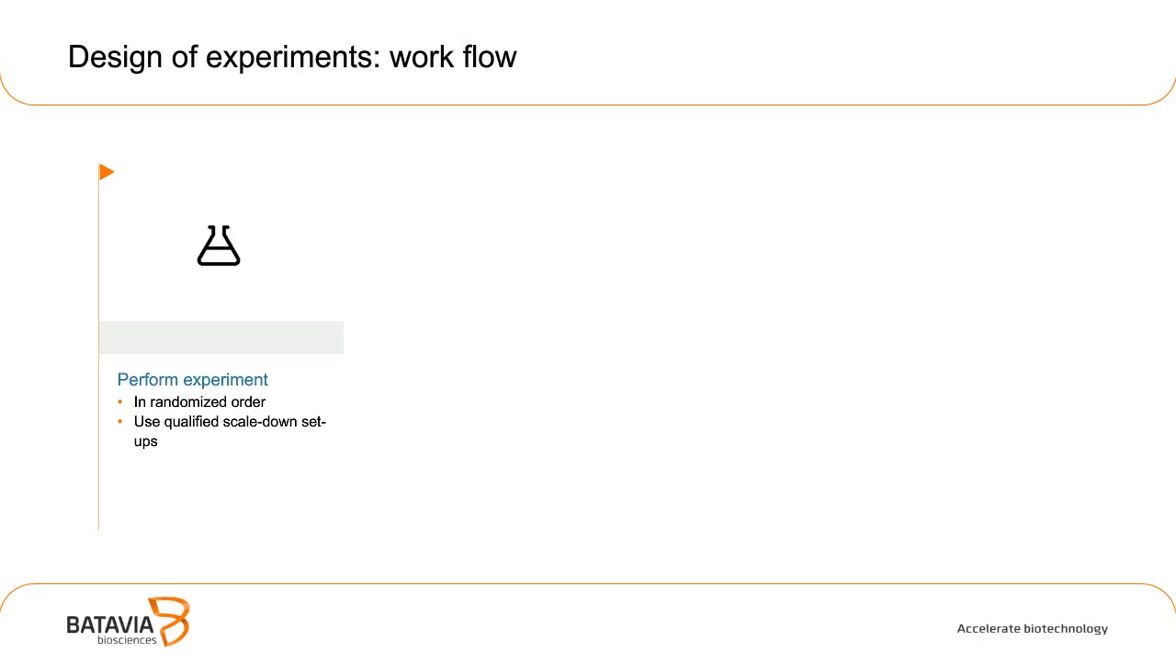But always, if you really want to use the data later on in your control strategy or process characterization, you always have to show later on also to the authorities that the scaled down model you have used is representative for your large scale process. So if you scale down your setup, check if your setup is indeed representative for your large scale process. Otherwise, you might get into problems later.